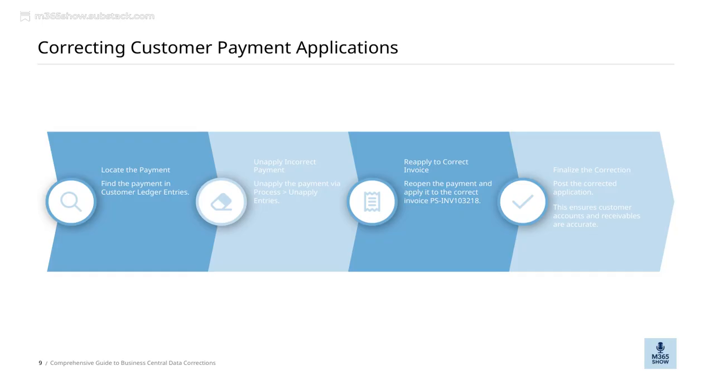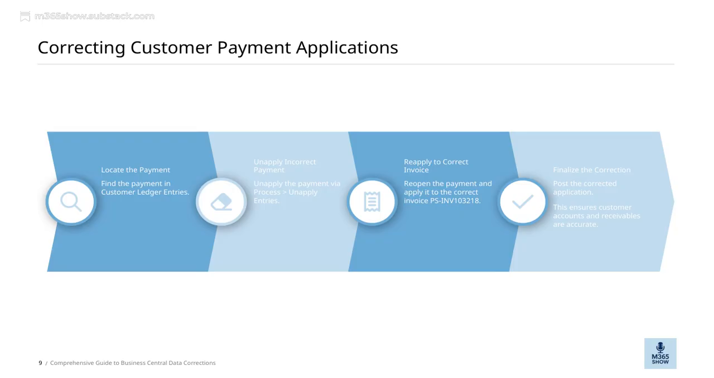To do this, we first unapply the incorrect payment. You can do this by navigating to Process and selecting Unapply Entries. This step removes the current, incorrect application, clearing the way for a proper reallocation.